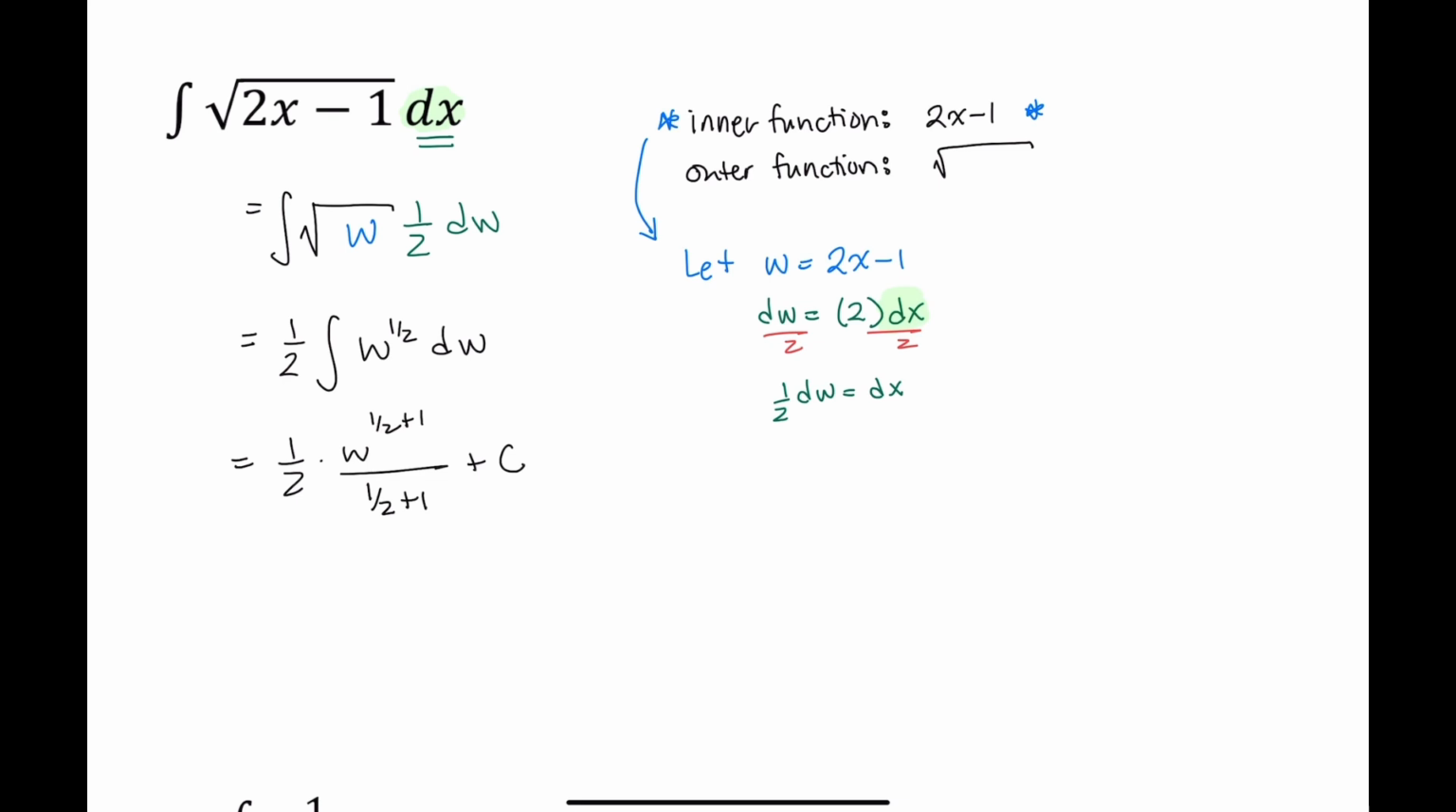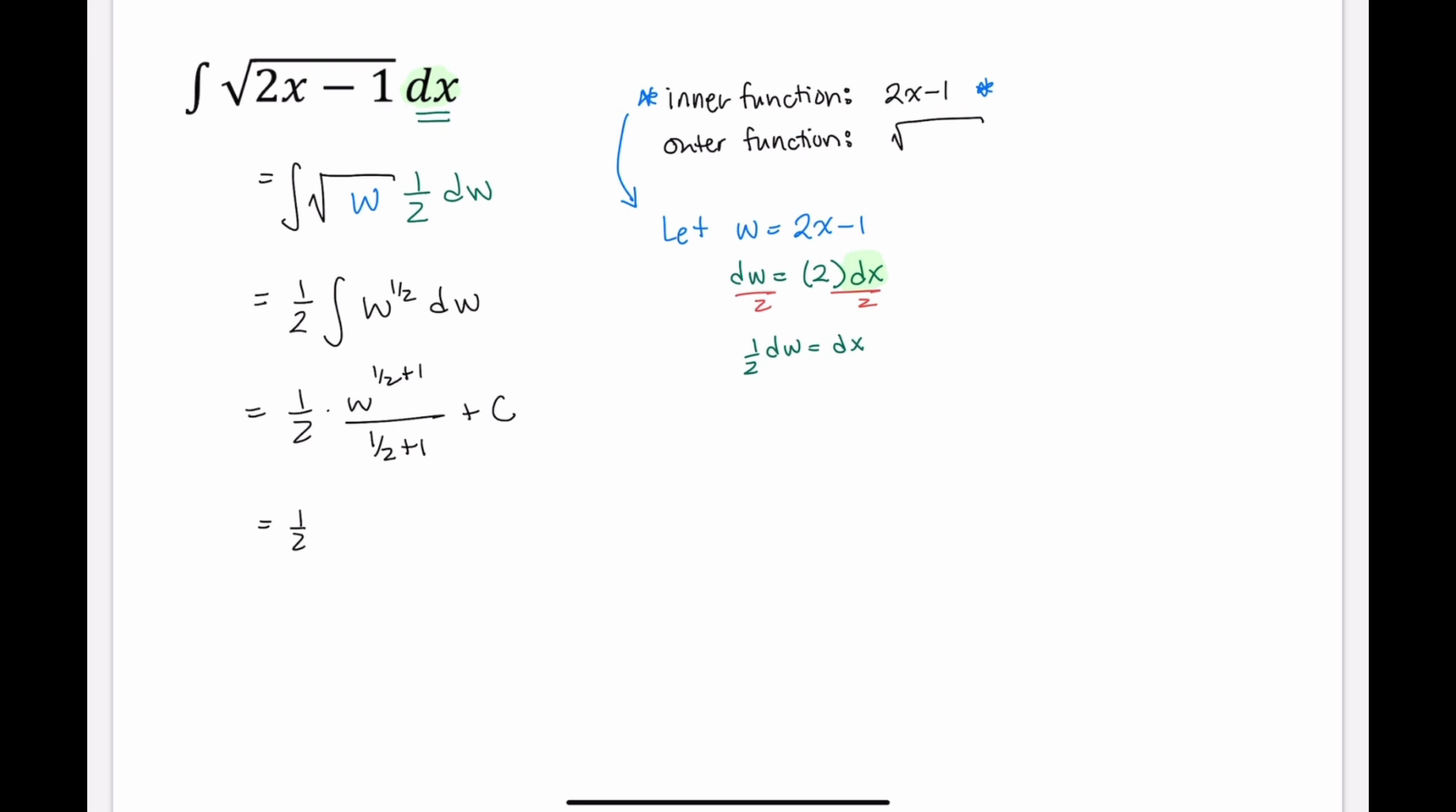And all I've done is apply the power rule for integration, or that is, just found the antiderivative here of w to the 1/2 power. This is equal to 1/2 times w to the 3/2 power divided by 3 over 2 plus c. So this is 1/2 times 2 over 3, w to the 3/2 plus c. And I'm starting to run out of space, so actually let's continue this up here. So this whole thing is equal to 1 over 3 w to the 3/2 plus c.